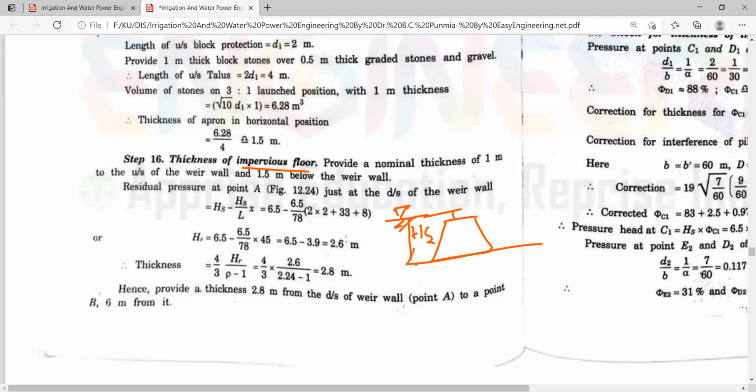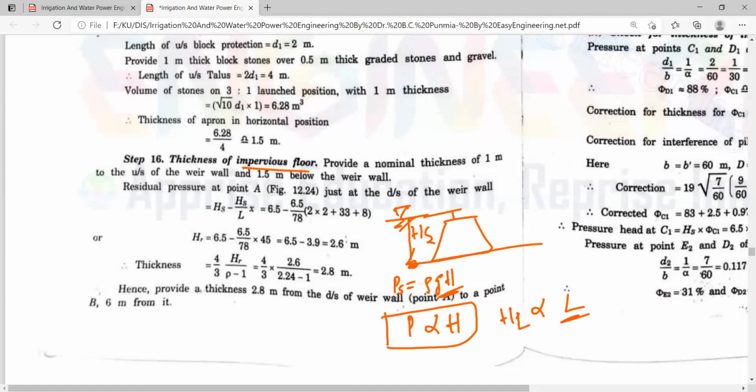At this location, seepage pressure will be equal to rho g h. Simply, water pressure is equal to rho g h. So pressure is directly proportional to head, and P is also directly proportional to loss of head. Loss of head is proportional to HF, and loss of head will be directly proportional to the length of creep.